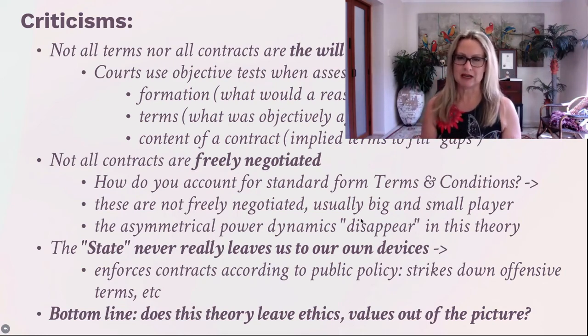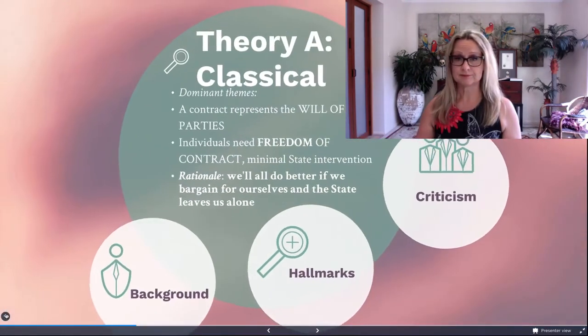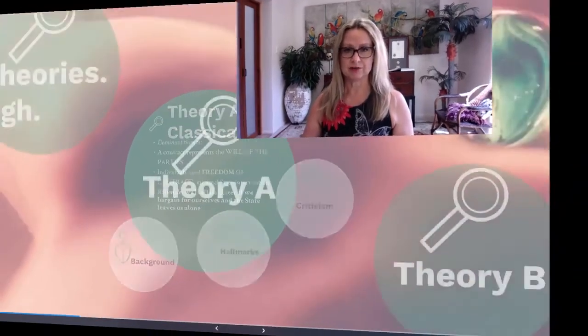You've got to give the parties what they want in terms of enforcing their will. You look at a contract with that goal in mind. What's on the paper, that's what reflects the will of the parties. That's what we should enforce. There are some holes in it, but there are in most contract law theories. So that's the classical contract theory.